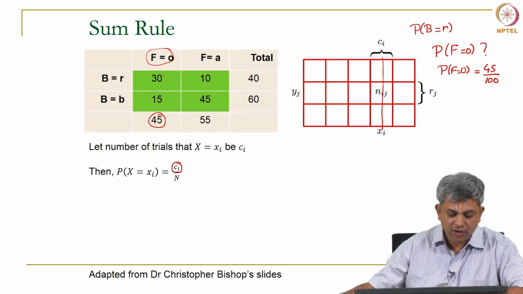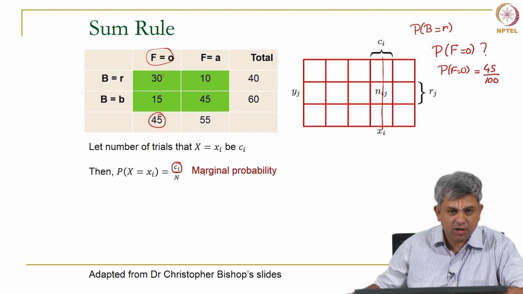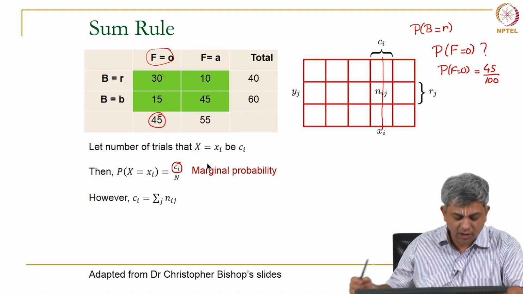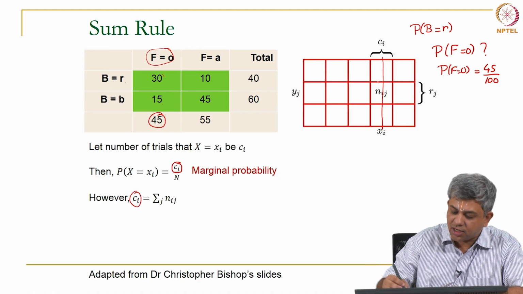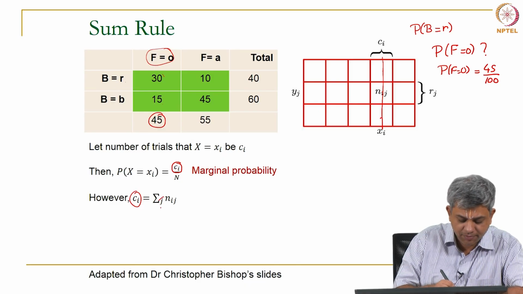Okay. So, now we automatically see this is called the marginal probability. I will come to the reason for that name shortly. We can automatically see that Ci basically has to be a summation of Nij over all possible values of j. Okay.